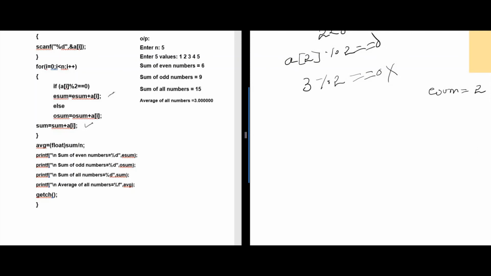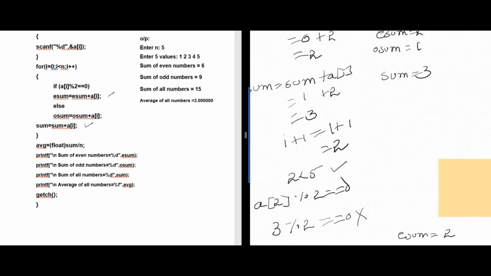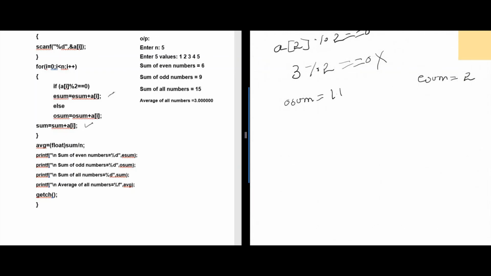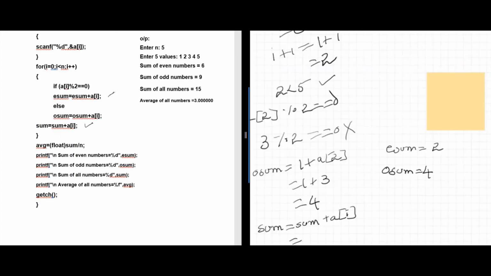Whereas now the else body is executed and osum becomes osum equal to, what was the previous value of osum? osum was 1. So 1 plus a of 2. a of 2 is 3. So 1 plus 3, it becomes 4. So now osum is equal to 4. Then the sum instruction is executed. sum is equal to sum plus a of i. What is the previous value of sum?